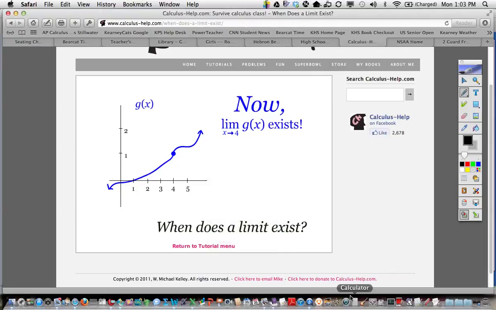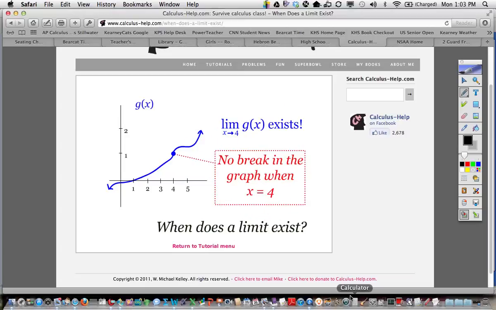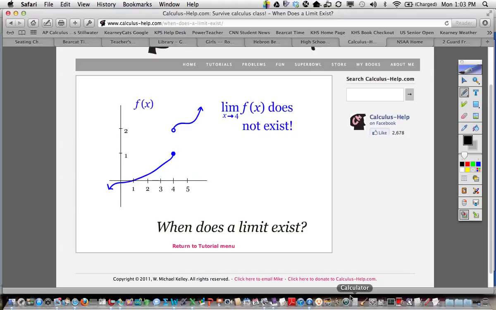Does possess a limit. Can you see why that's the case? It's because the function no longer has a break at 4. Now, there's something to be said here. The previous function did not have a limit at 4.